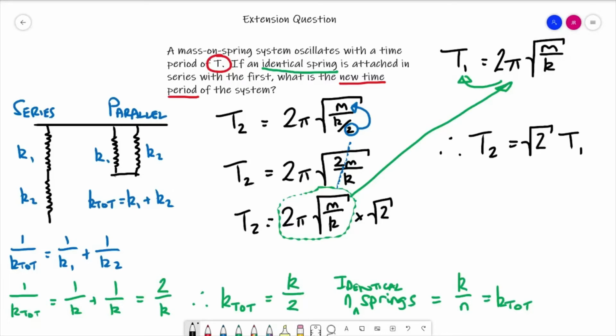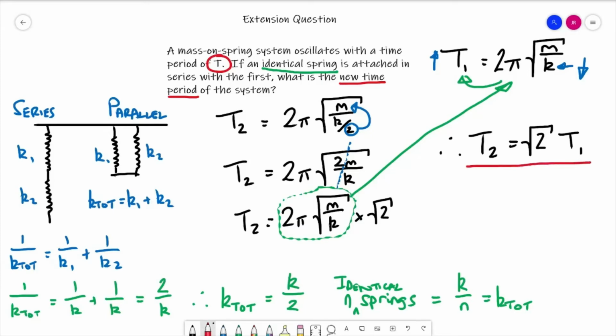It will therefore have a longer time period. A longer time period makes sense because what we're doing is decreasing the spring constant, and because that's on the bottom of our fraction, we end up increasing the time period. And we've got the scale factor. The scale factor is root 2. So there's your answer. I'll just put a red line under that to show it's the answer.